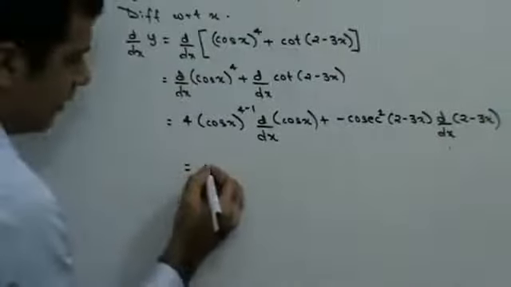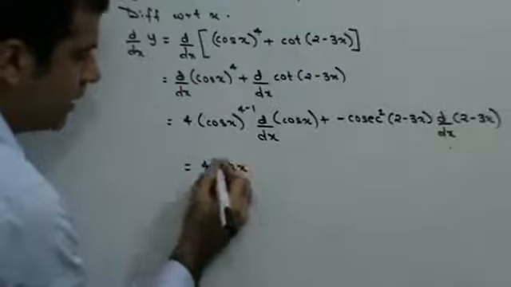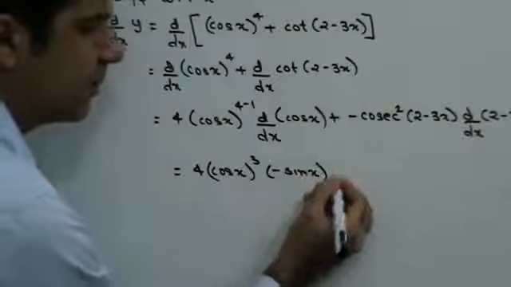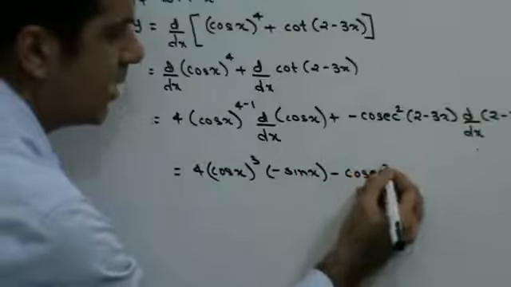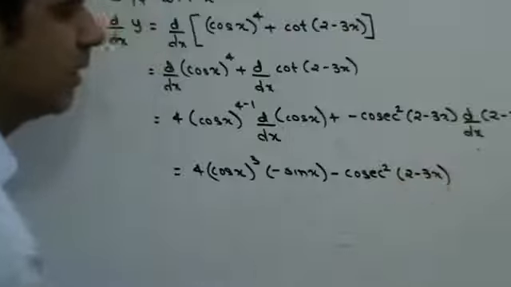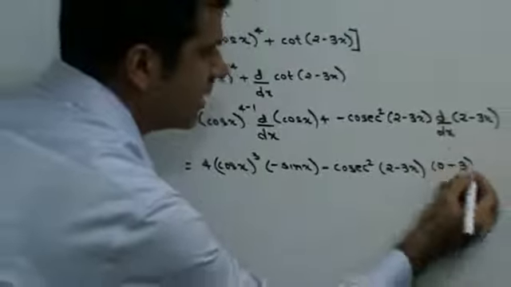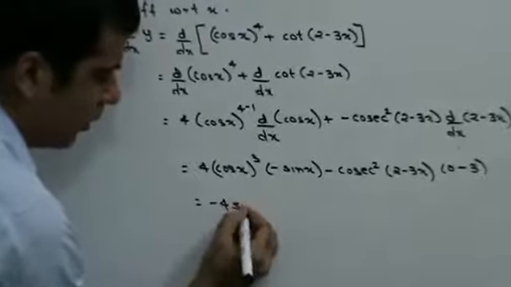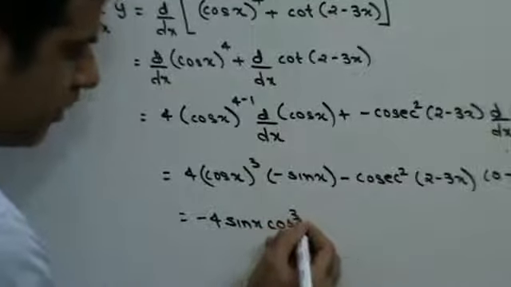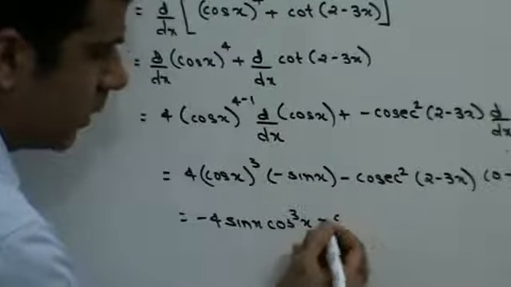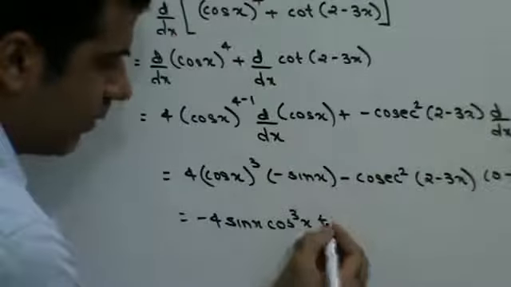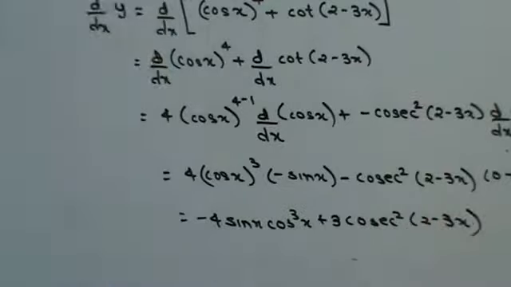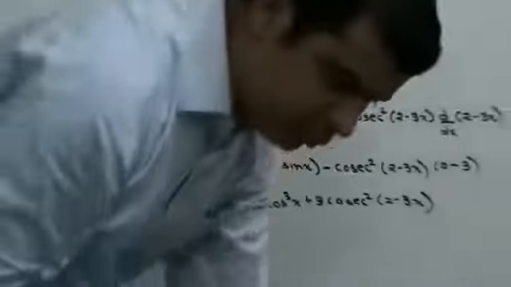Fine. Now this can be written as 4 cos x the whole cube. D by dx of cos x is minus sin x minus cosec square 2 minus 3x. 2 is 0, 3x is 3. So your answer is going to be minus 4 sin x cos cube x, minus into minus will give you plus 3 cosec square 2 minus 3x. Fine, do we get this idea? Let's move on to the next sum, guys.